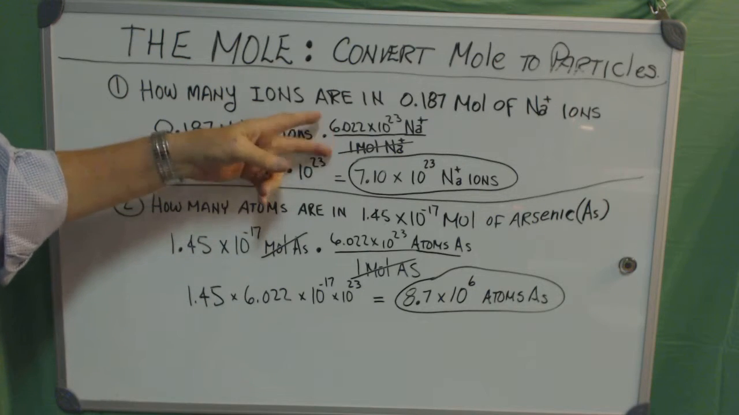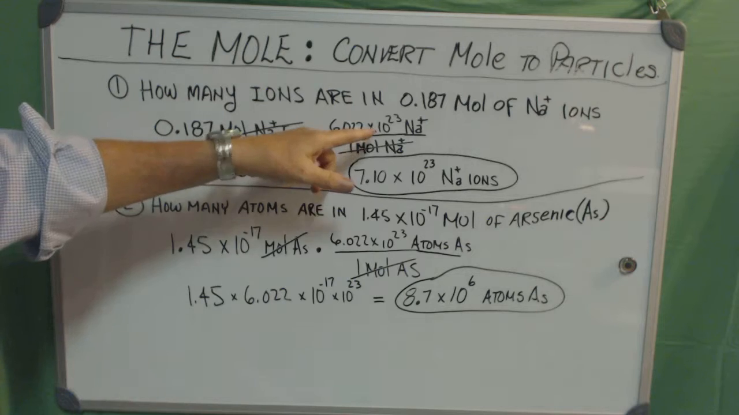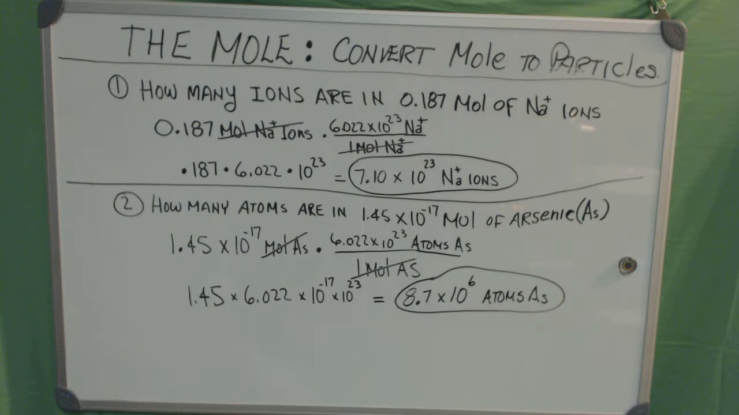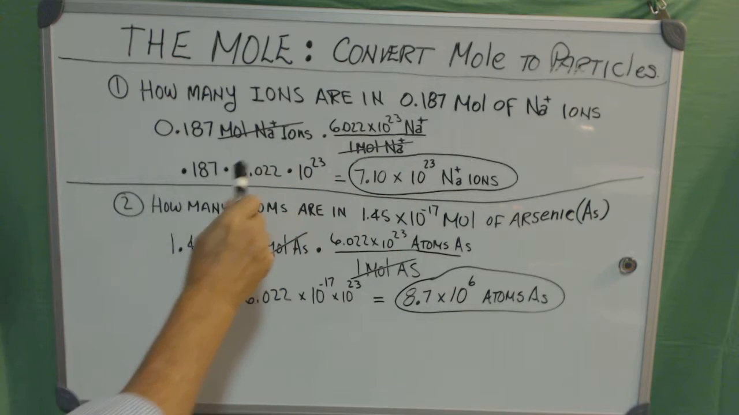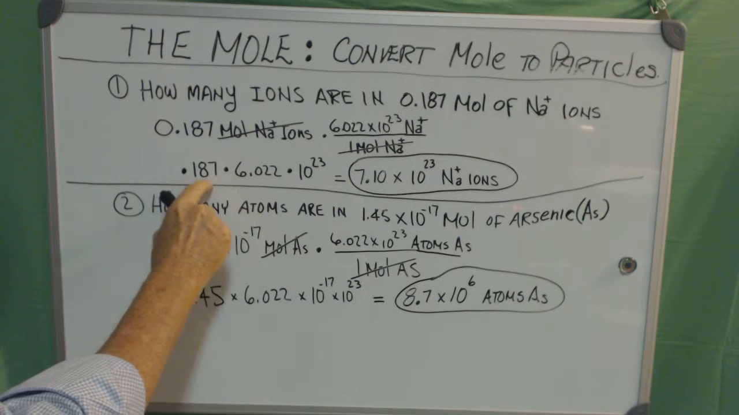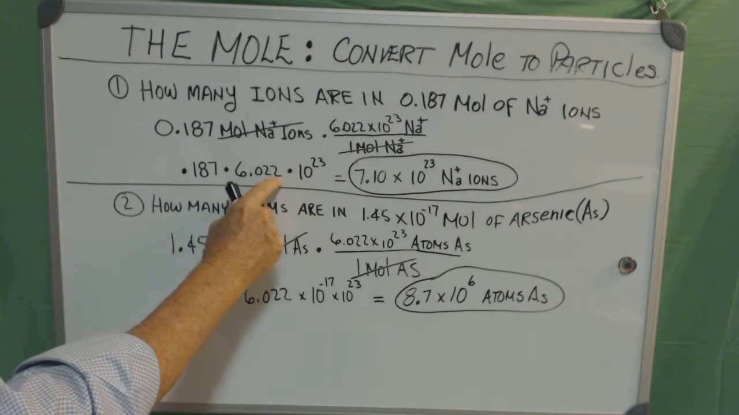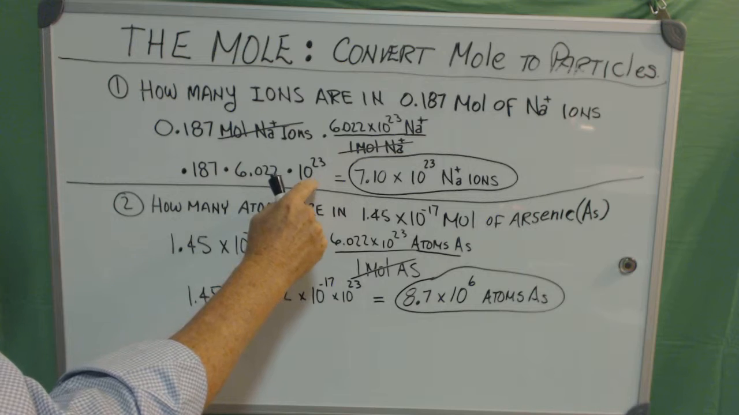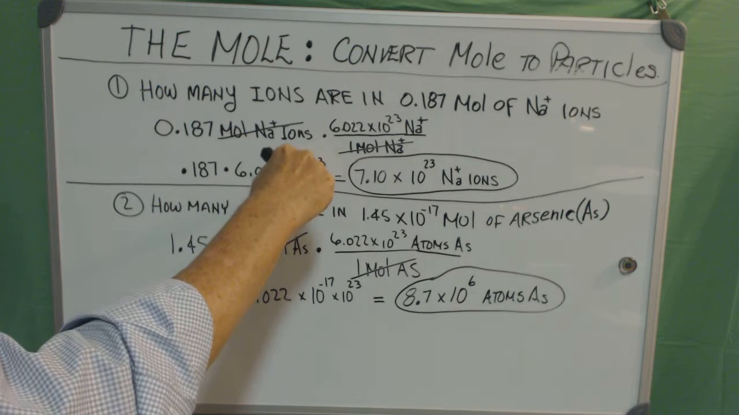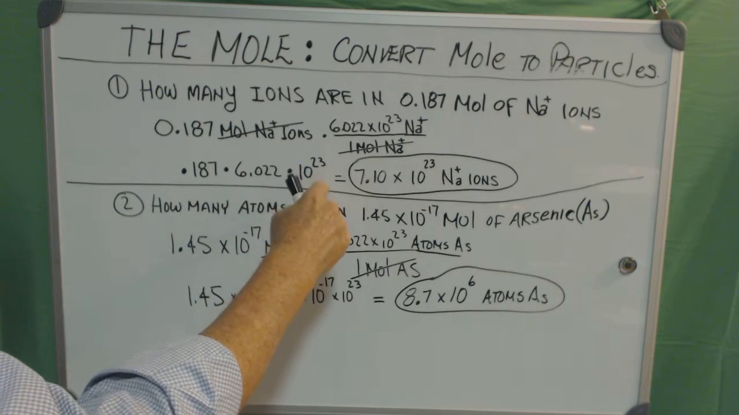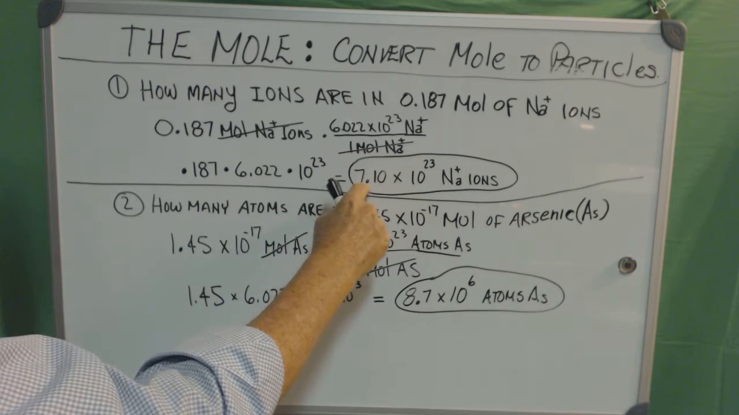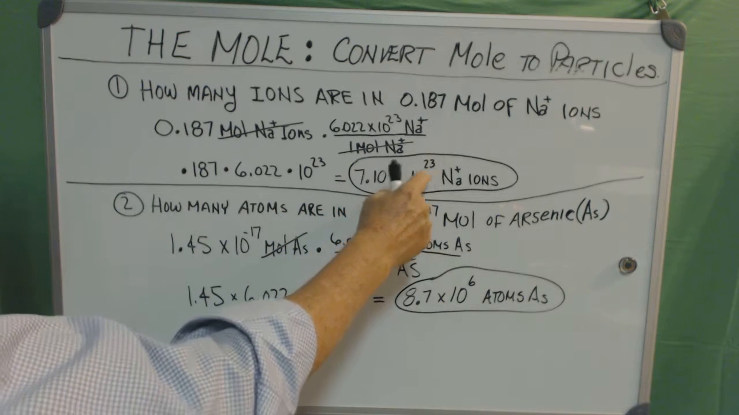And then our unit conversion will be 6.022 times 10 to the 23rd. That's Avogadro's number of sodium ions per mole of sodium ions. And simply cross off the moles, they disappear, and I end up multiplying 0.187 times the 6.022 times the 10 to the 23rd. I'm going to multiply that together, and I get 7.10 times 10 to the 23rd.